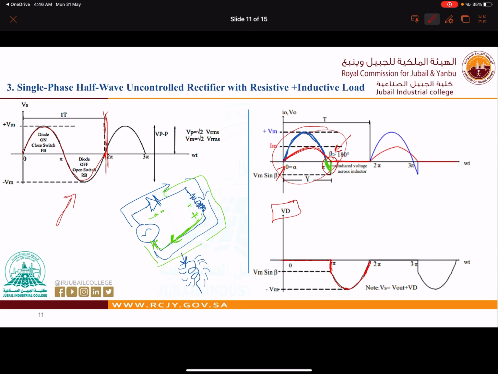I need to conclude something very important here. Because of the inductive load in this circuit, the inductor is going to charge for the positive cycle, and for the negative cycle the inductive load is going to discharge this current and voltage, and we will have a negative portion, which is very bad for our output voltage. I think you have seen it in the practical, and you saw that we have less output voltage compared to the resistive load only.